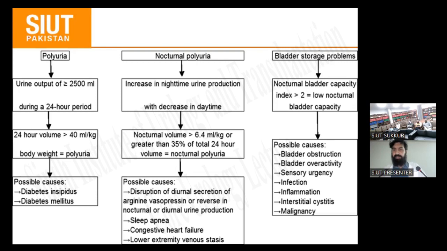Nocturnal bladder capacity index of more than 2 indicates low nocturnal bladder capacity. Possible causes are bladder obstruction, bladder overactivity, sensory urgency, infection, inflammation, interstitial cystitis, and malignancy.